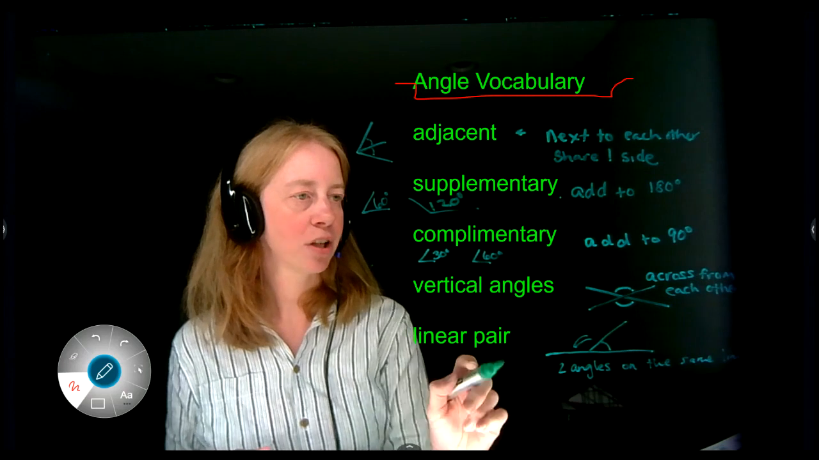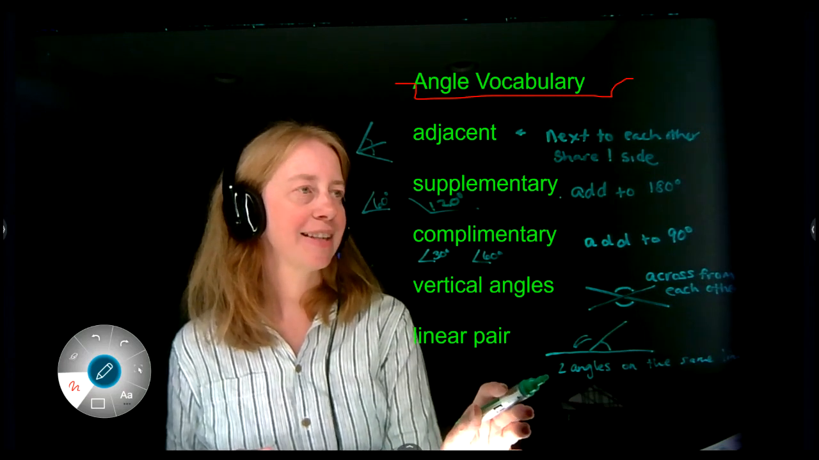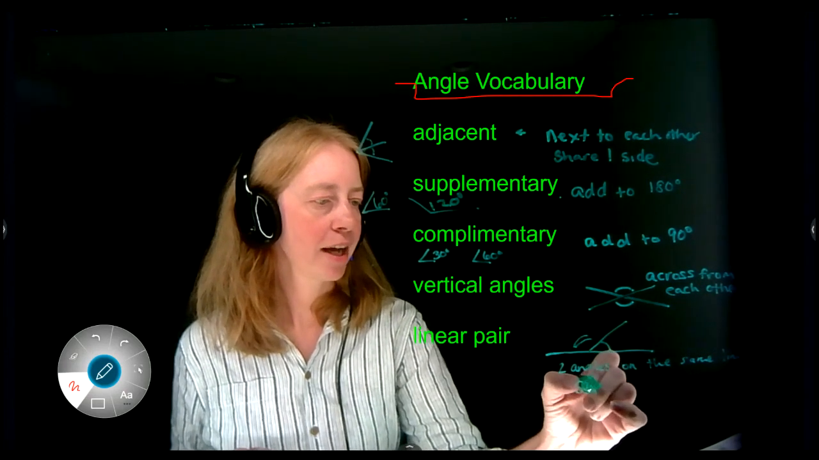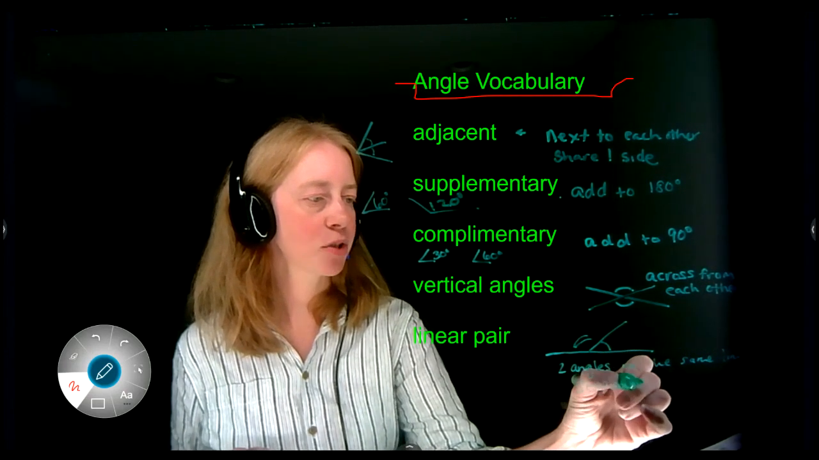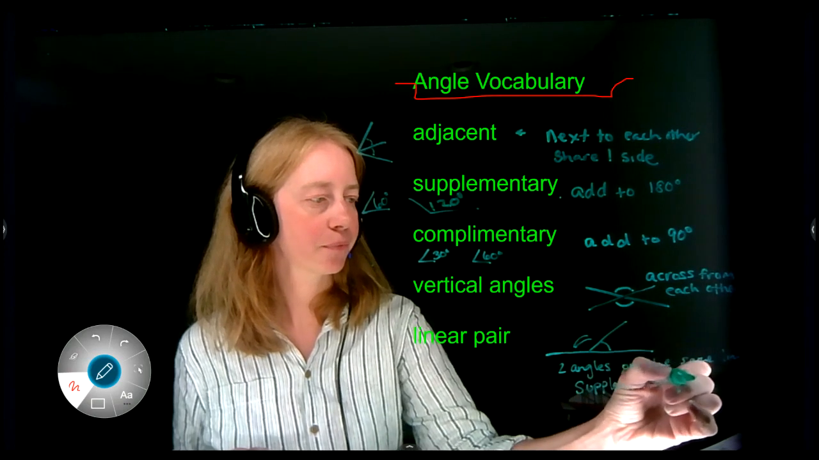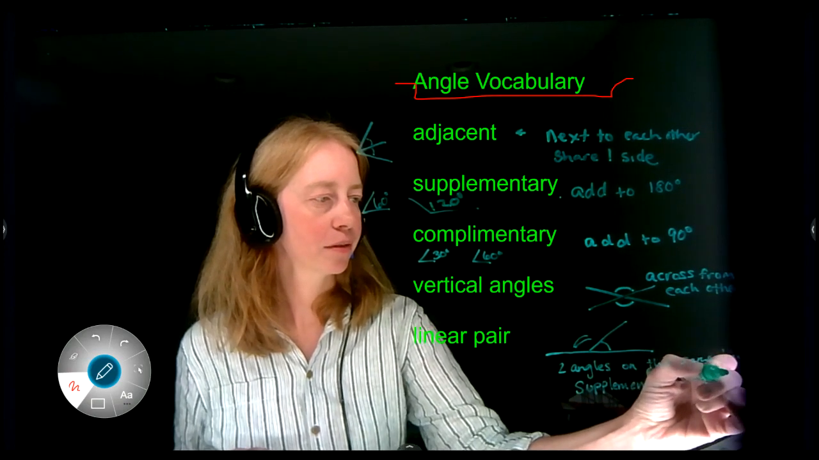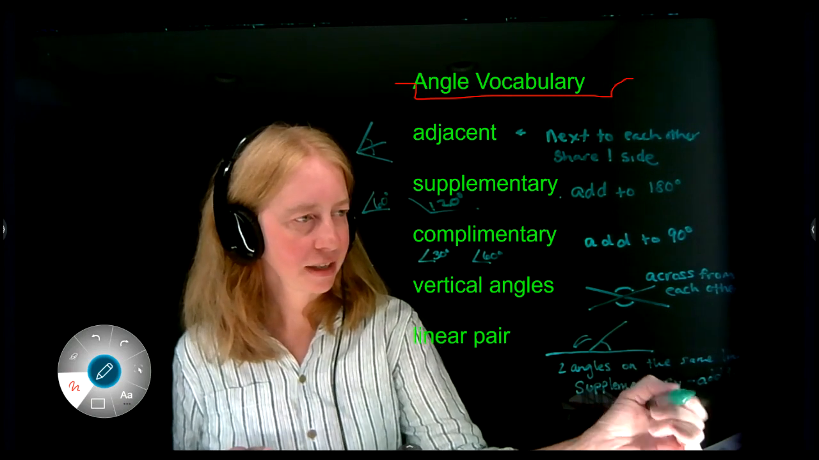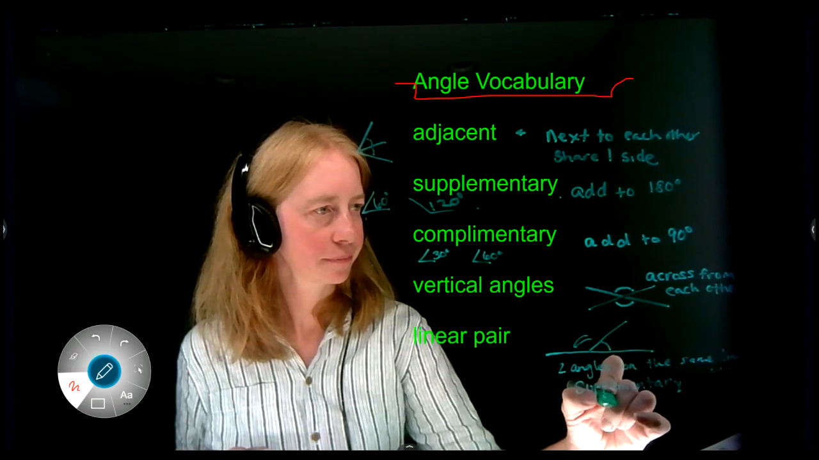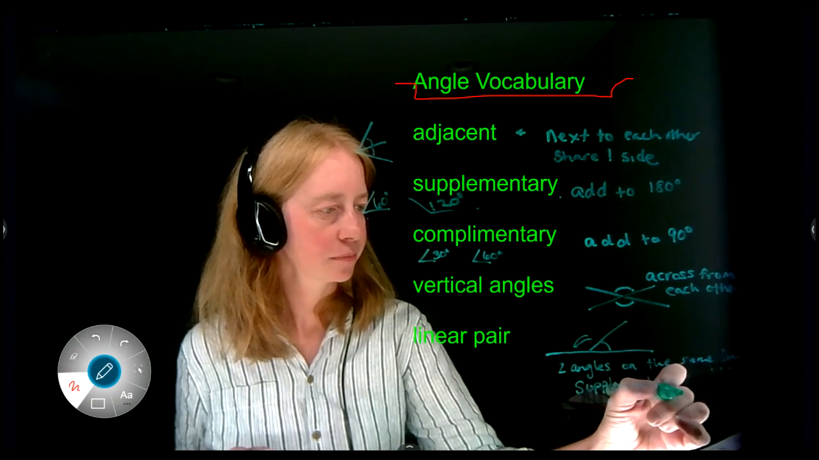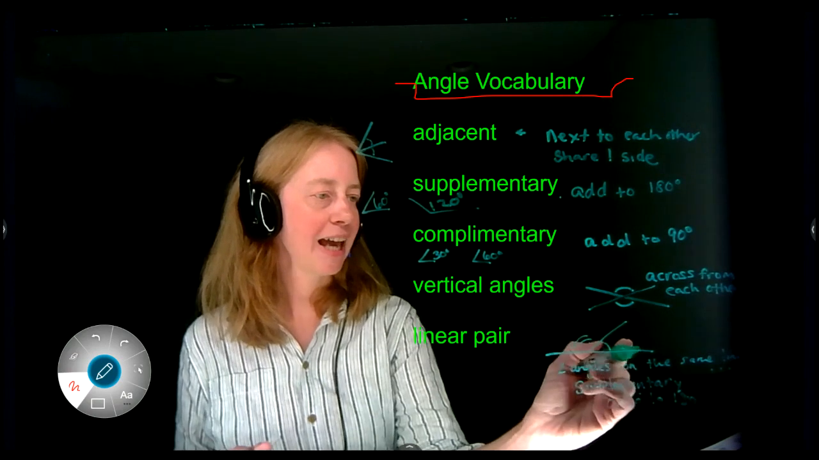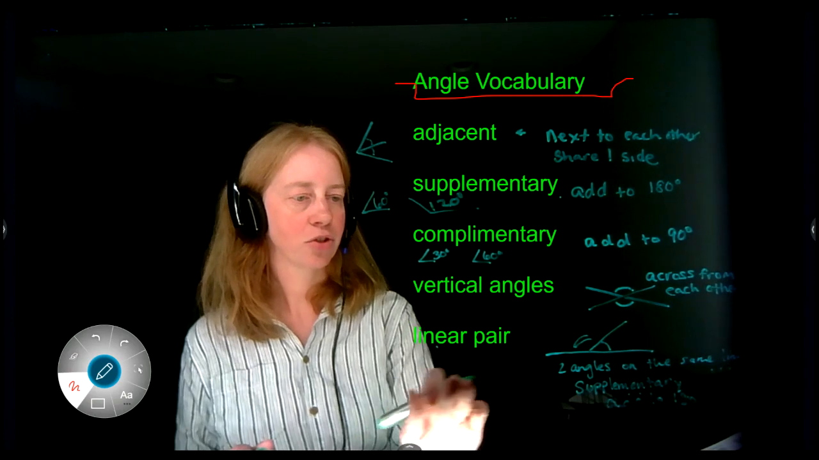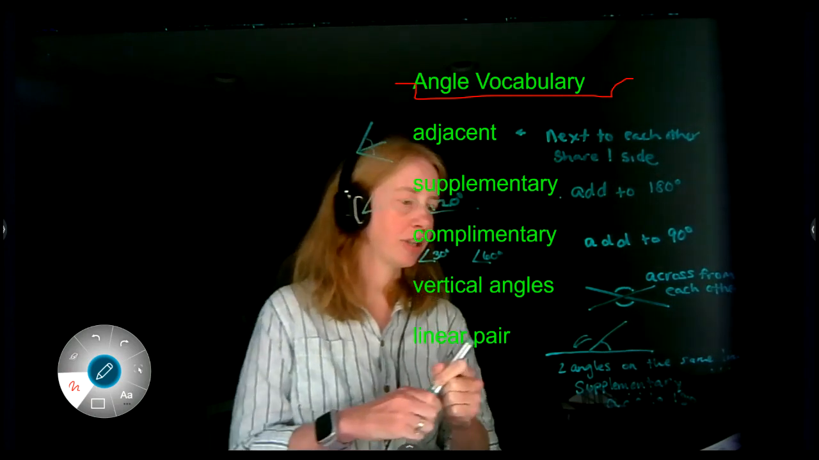Now, one thing that's special about a linear pair is that they are supplementary. Okay, they're supplementary because they add up to 180. Okay, so they add to 180. Because a line, a straight line like this, a straight line is 180 degrees.